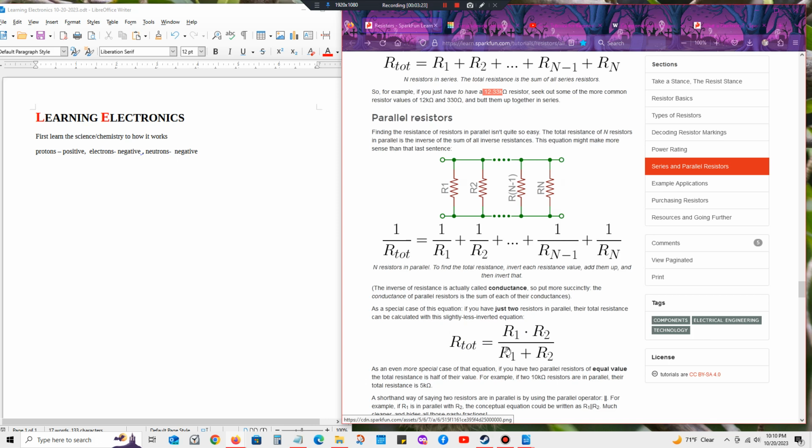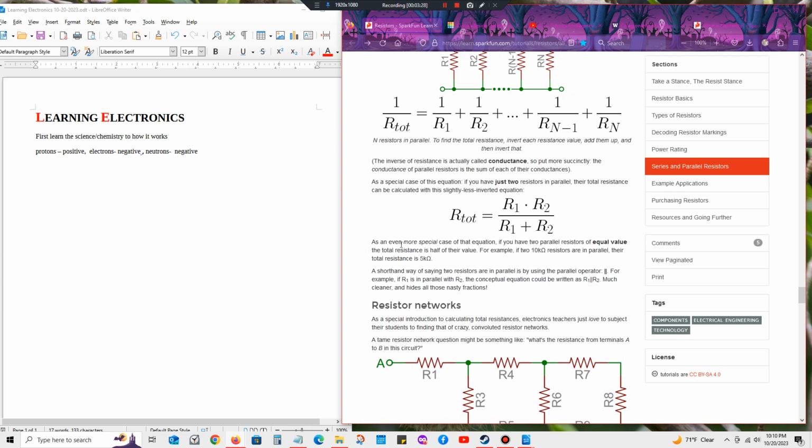So you multiply the top and then you add the bottom and then you divide the two. As an even more special case of that equation, if you have two parallel resistors of equal value, the total resistance is half of that value. So if you have two 10k resistors that are in parallel, their total resistance is 5k.